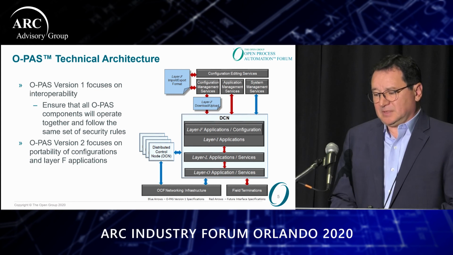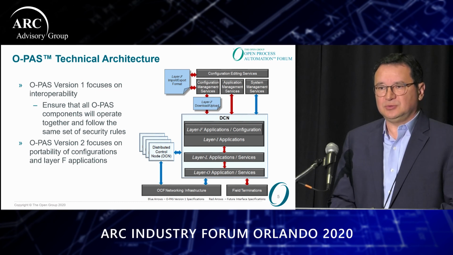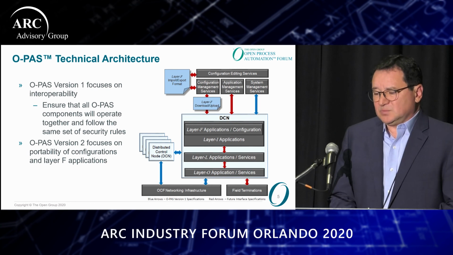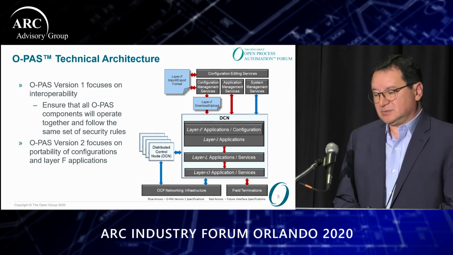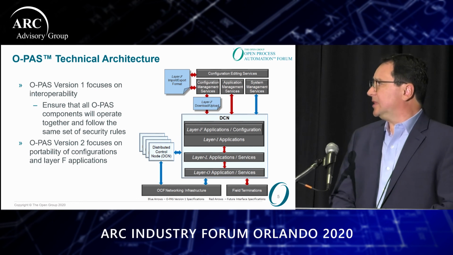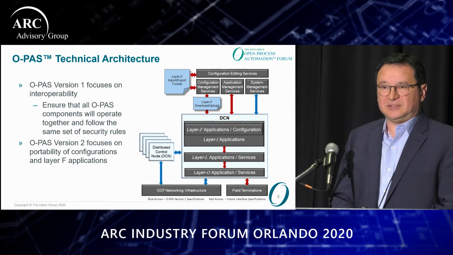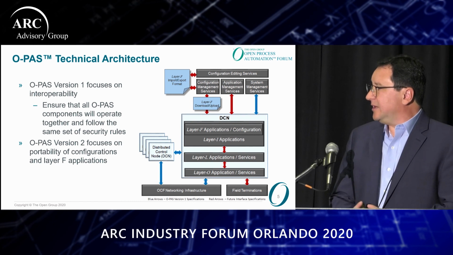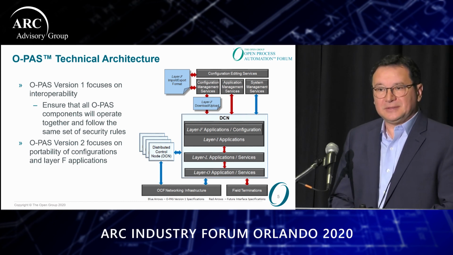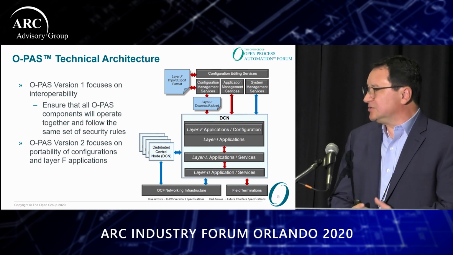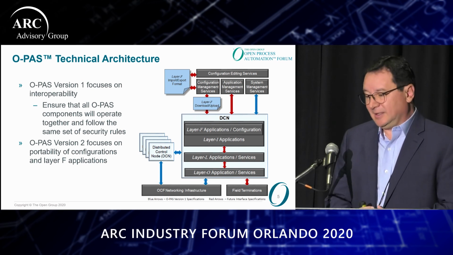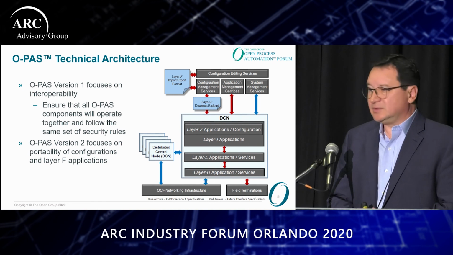And then we have a new set of the focus for what we call version 2, which is about portability, configuration portability. And I mentioned here layer F applications. You will see the picture on the right shows that we have a central component that we call DCN. That's the host of those applications. There are several layers of applications, but layer F application is that function block, that lateral logic application, that asset owner PID application that needs to be executed in distributed nodes.